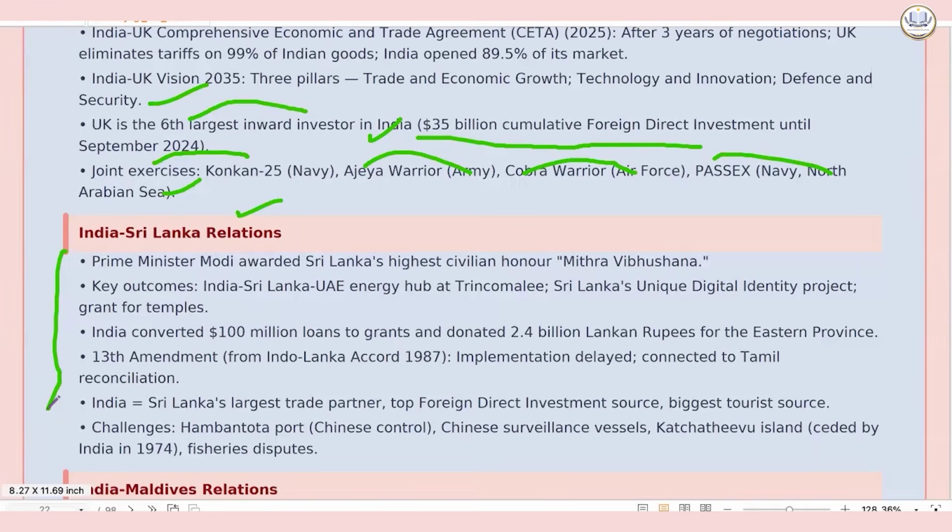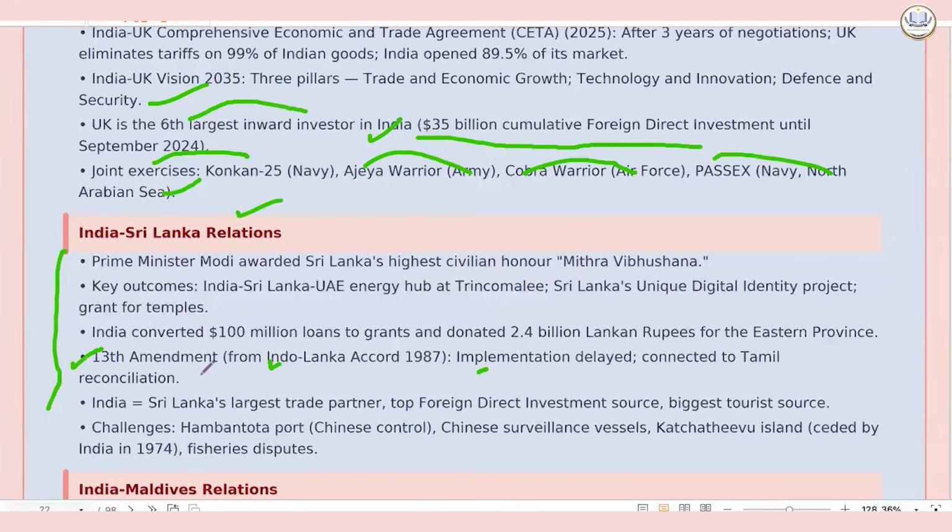Key outcomes: an India, Sri Lanka, UAE energy hub at Trincomalee, and Sri Lanka's unique digital identity project. Grants for temples. These are the cooperation areas. India converted $100 million in loans to grants and donated 2.4 billion Lankan rupees for the Eastern Province. Then the 13th Amendment, from the Indo-Lanka Accord in 1987.